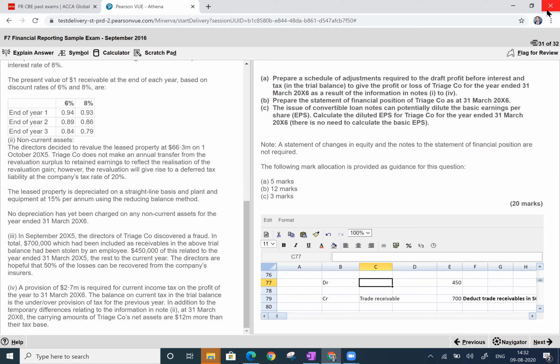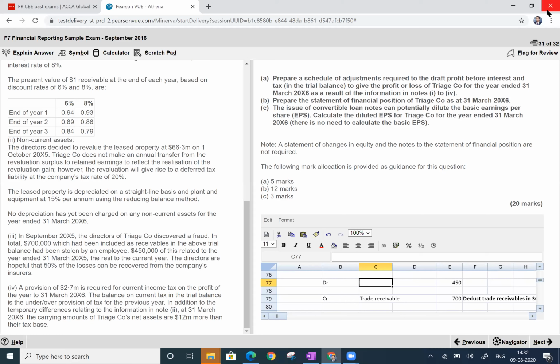So this is what I normally tell my students. Nothing is new in financial reporting, except maybe a 5-mark question. Not only in financial reporting, whether it be audit and assurance, I can only tell you about the subjects which I take.